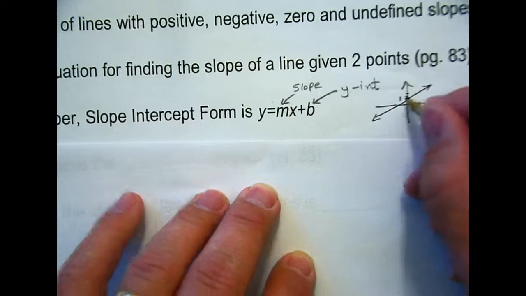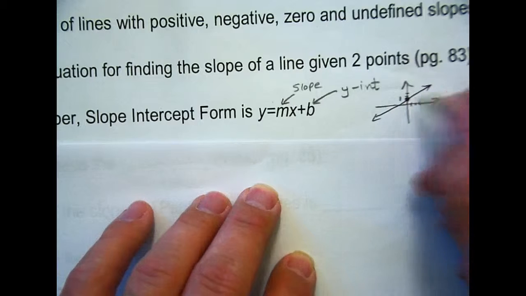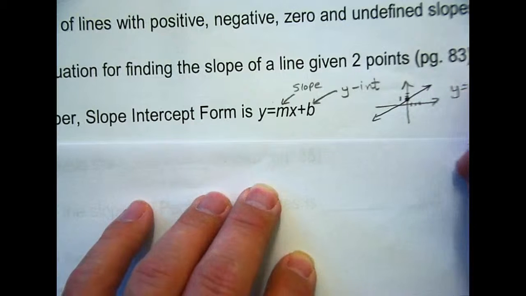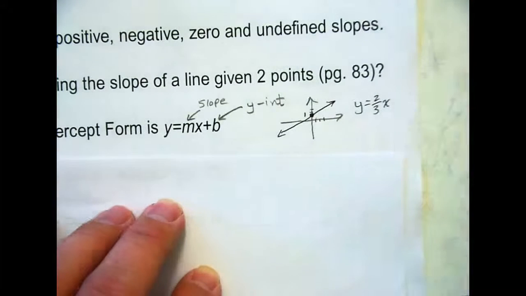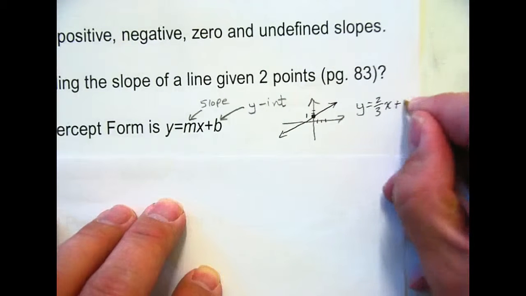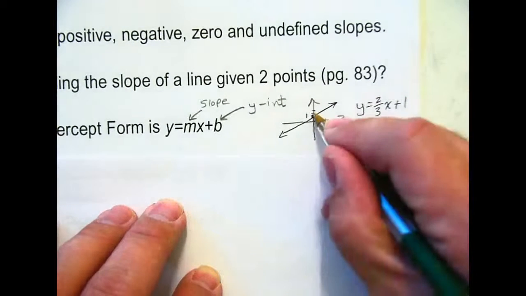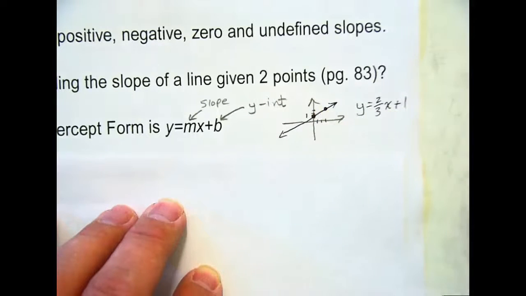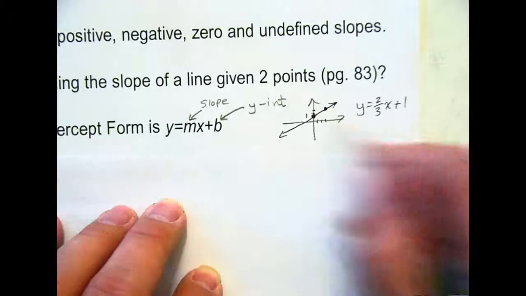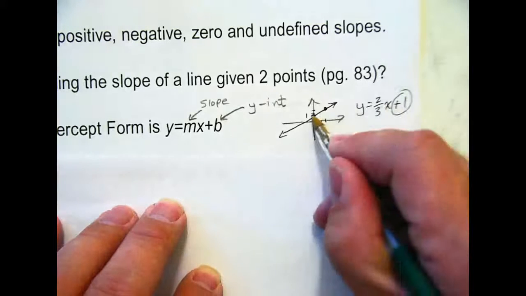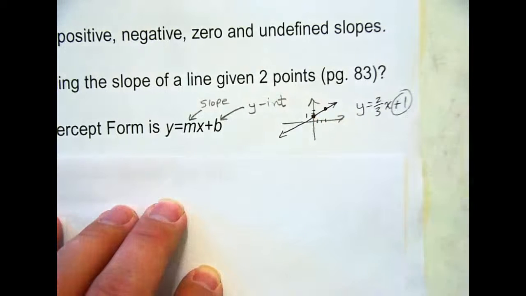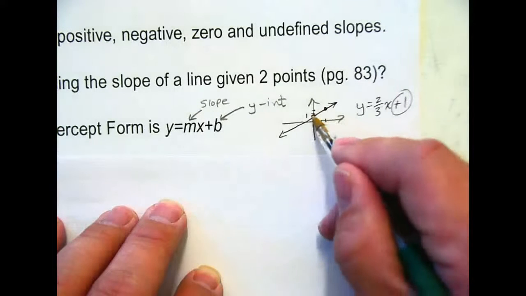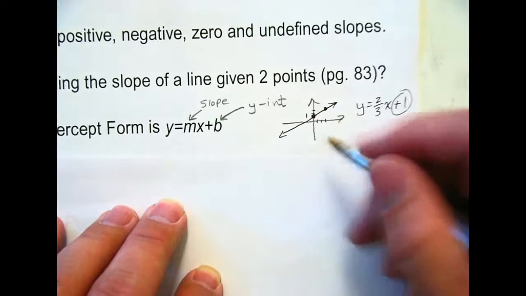So if I had a y-intercept of 1 and a slope of 2/3, so maybe I had y equals 2/3 x plus 1, I'd be able to rise 2 and then run over 3, and I'd have my point. Okay, so we plot our y-intercept first. Some of you, when you first started studying this, you called this your starting point. How many of you called that your starting point? And now it's just our y-intercept.